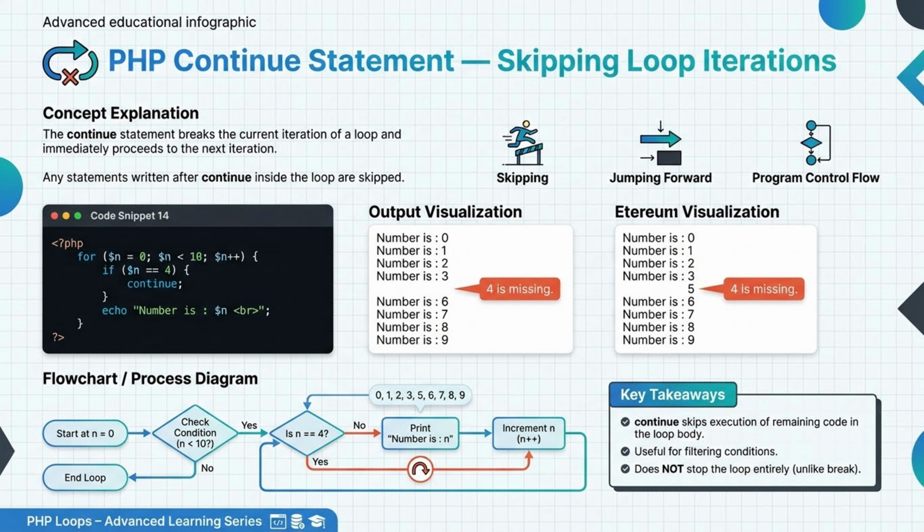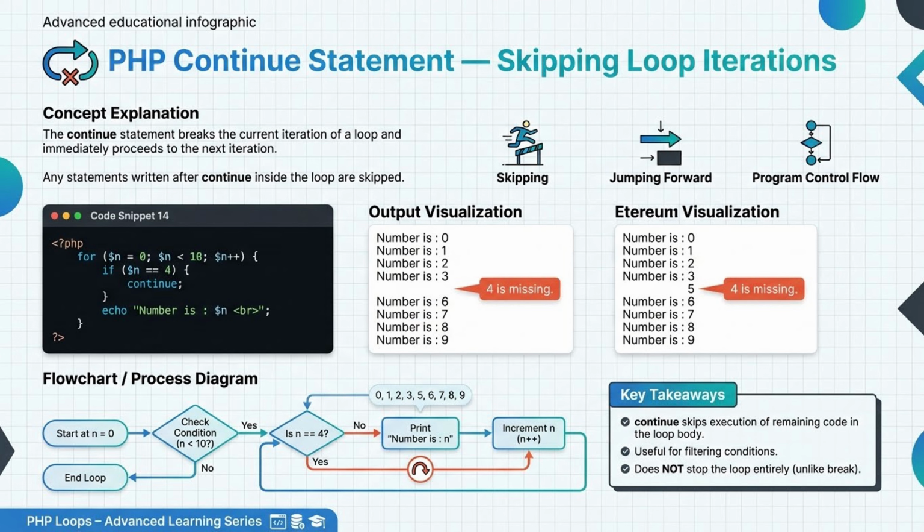The loop prints numbers 0, 1, 2, 3, then skips printing 4 and continues with 5, 6, 7, 8, and 9. This demonstrates how continue allows the loop to keep running normally while skipping only selected iterations based on conditions that you specify. The flowchart provides a clear picture of how this works internally.